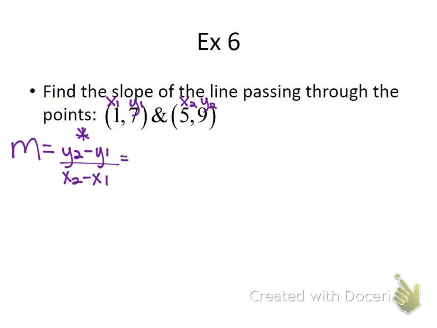Okay, so what do I substitute for y2? 9. What do I bring down next? 7. Bring down your operation sign. What's my operation sign in our formula? Subtract. Okay, and then my y1. 7. Okay. Bottom. Then x2 is 5 minus 1. Okay. And then we go ahead and solve. 9 minus 7.